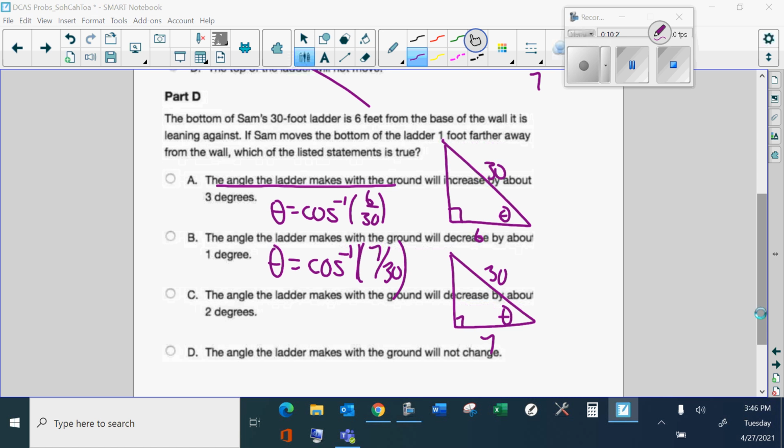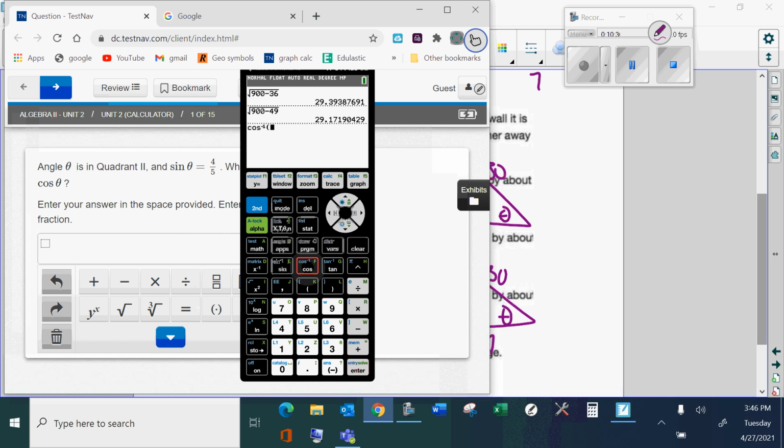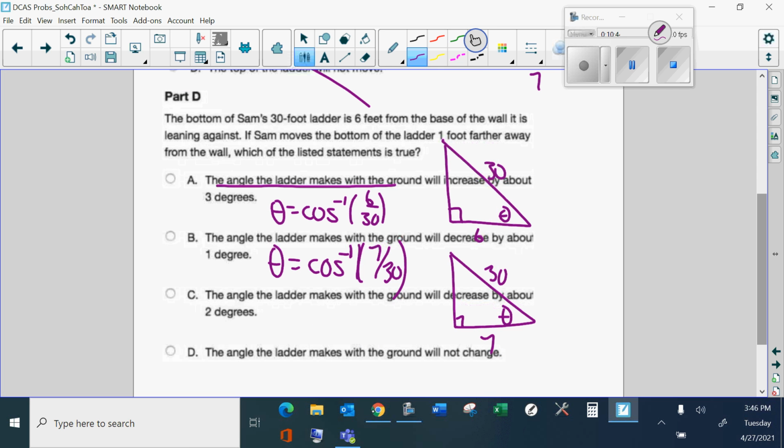Okay, playing with the calculator. Inverse cosine of 6 divided by 30, 78, and inverse cosine of 7 divided by 30. So what did it change by? Almost 2 degrees, basically. It's basically 2 degrees difference. That one says 3 degrees. That one says 1 degree. This one says 2 degrees. There's my answer right there. Okay.